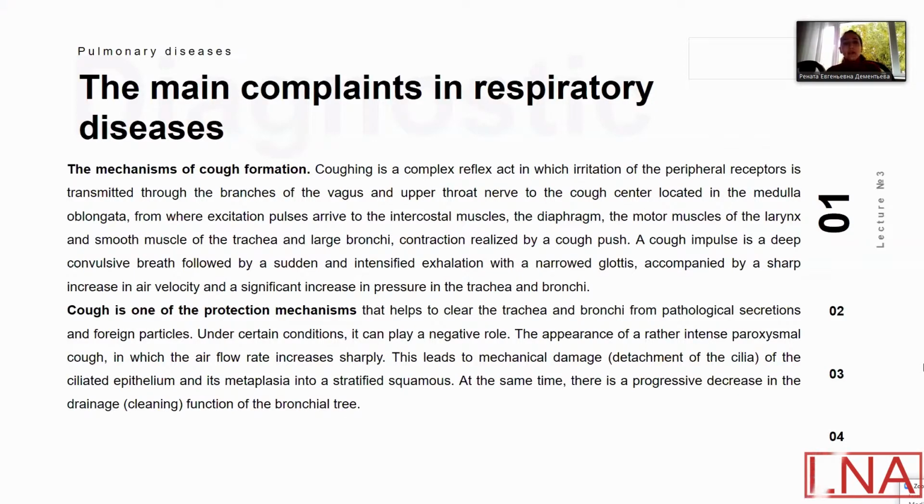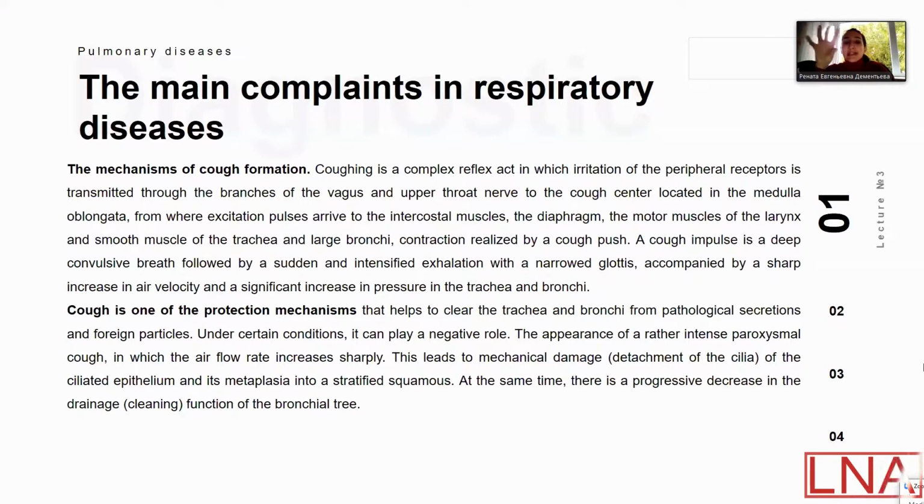So a cough impulse is a deep convulsive breath, followed by a sudden and intensified exhalation with a narrowed glottis, accompanied by a sharp increase in air velocity and a significant increase in pressure in the trachea and bronchi. It is the main pathophysiological mechanism of cough formation.